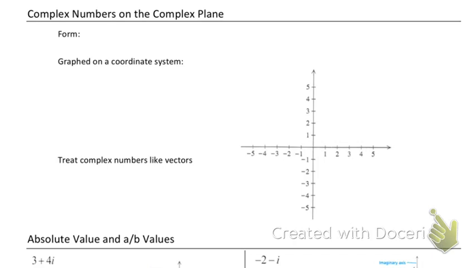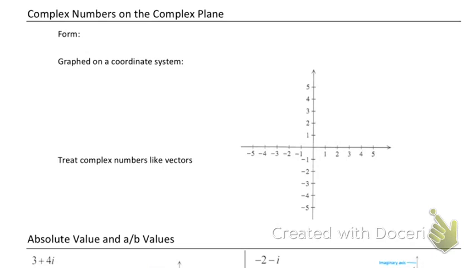All right, today we're going to talk about complex numbers in the complex plane. I said i is the square root of negative 1, right? Yes, it is. It's an imaginary number, which is the square root of negative 1.